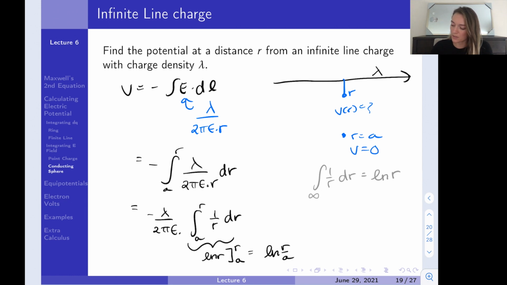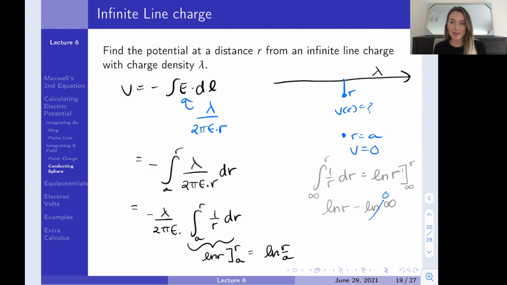We would have had the integral from infinity to whatever point R, and this evaluates to ln R, as we said. But what happens if we try to plug these numbers in? So I would have ln R, which is fine, but then I would have ln of infinity. And what's ln of infinity? Well, it's infinity. So that's not 0, and we definitely don't want infinity in our potential. So this would not be a good choice of a reference point because it gives us infinity.